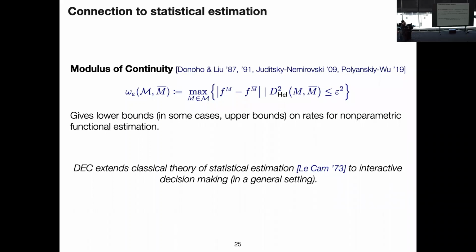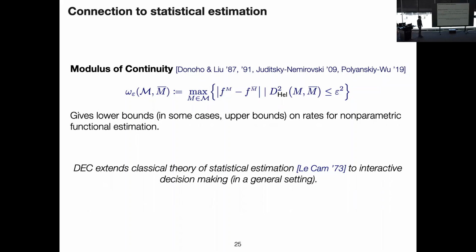What this is doing is it's looking at, suppose I'm in some Hellinger ball around a reference model. What is the worst-case error in the functionals I'm trying to estimate? Donoho and Liu showed that this gives upper bounds as well as lower bounds for this non-parametric estimation problem under appropriate technical conditions. We really think of the DEC as giving a decision-making analog of this complexity measure, and in some sense, something that allows us to lift this tradition of Le Cam theory to these interactive decision-making settings. The main difference, and what really makes this a rich problem, is that because we have to make these decisions actively, we have a min-max rather than just a max.